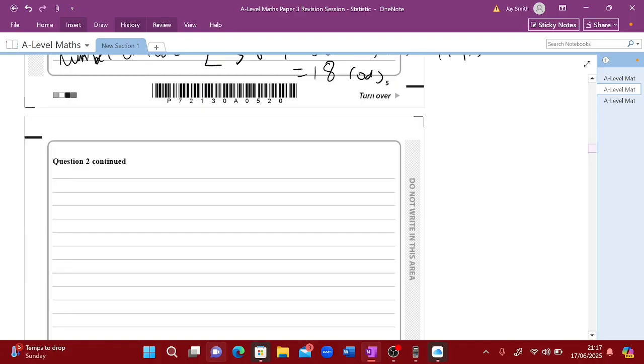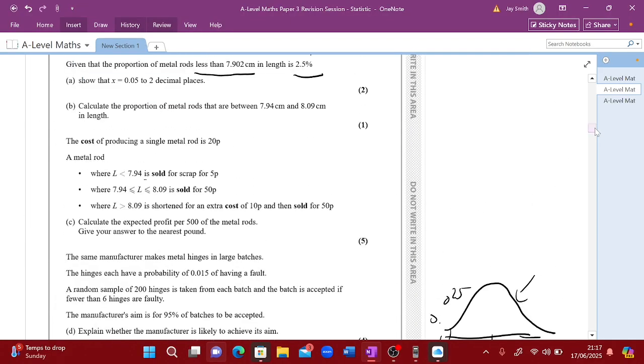Anyway, so then total sales, as how much we get, is going to be how much we sell each rod for. So the first bunch of rods where the length is less than 7.94, we sell for 5p. And I notice it's in pounds, so it would probably be best to convert this to 0.05 pounds. Same way we sell them for 50p, so it's 0.5. And then when L is greater than 8.09, it costs an extra 10p. We'll worry about that in a minute when we deal with the cost. But then it's sold for 50p, so again that's going to be 0.5.